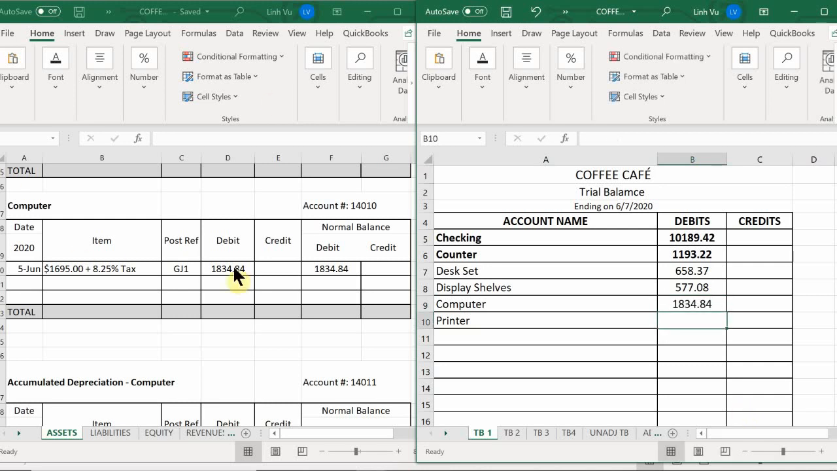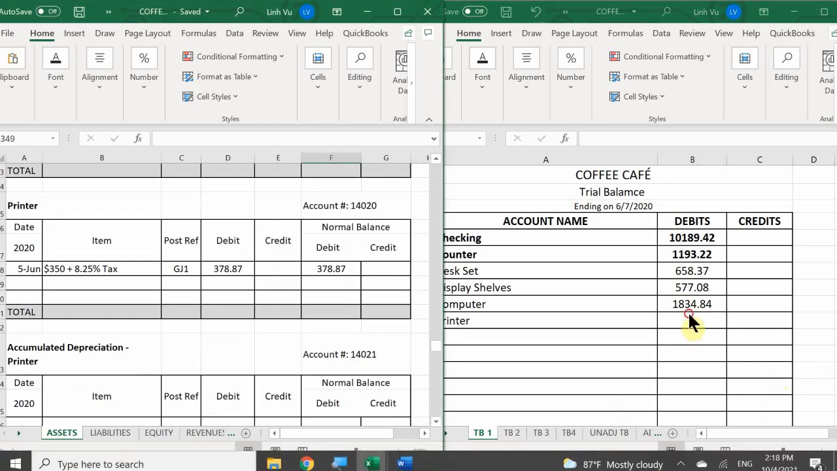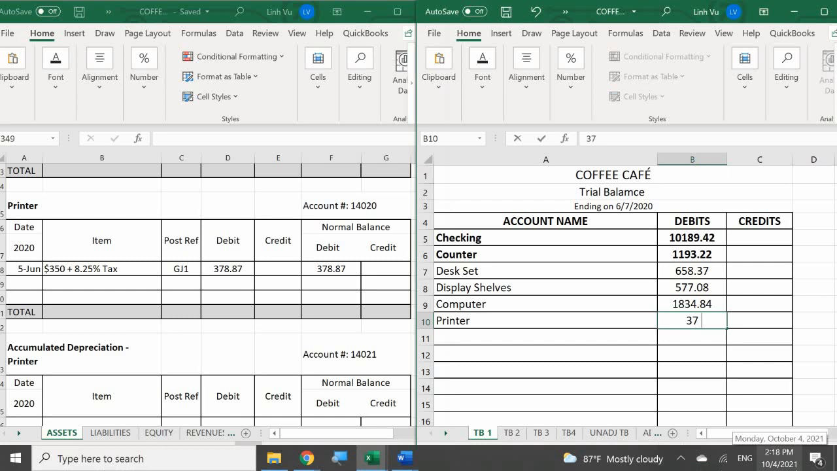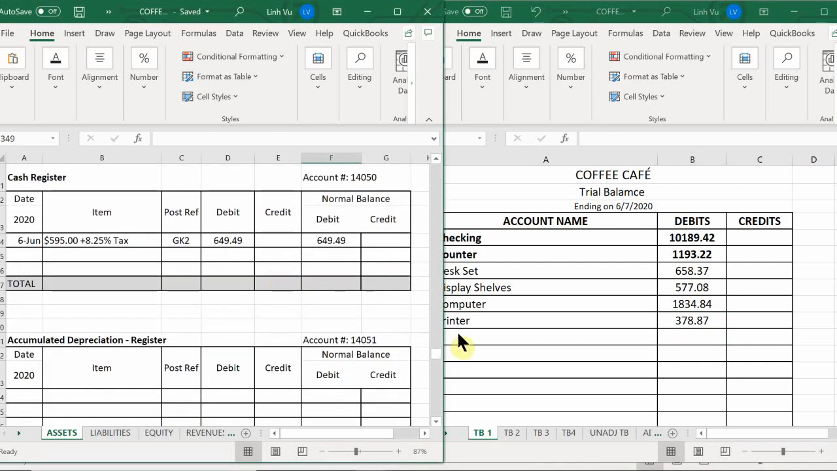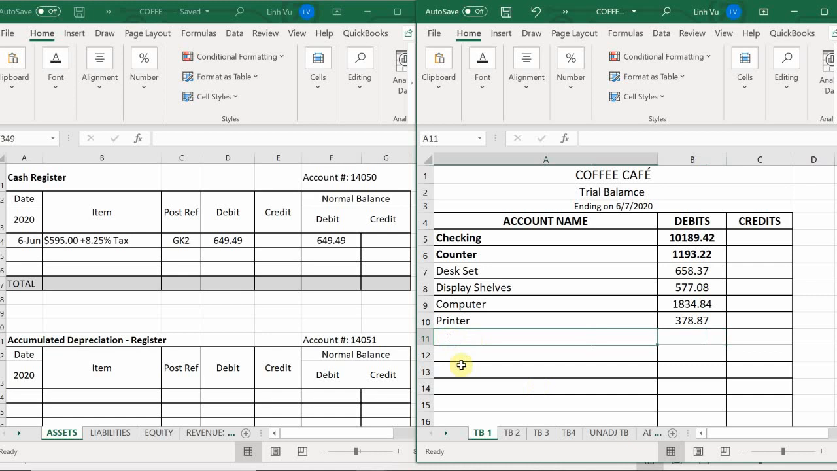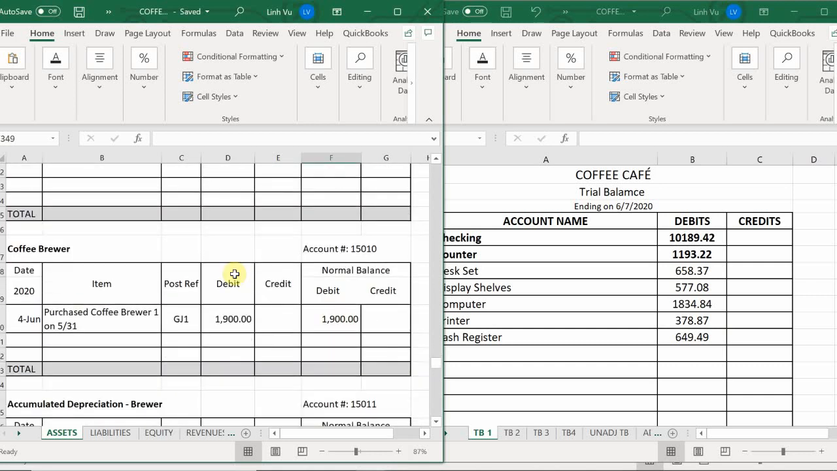1,834.84. Good, okay? How much was my printer? 378.87. Okay? And it looks like I also have a cash register, for how much? 649. Okay. So do I have any equipment? Yes, I do.